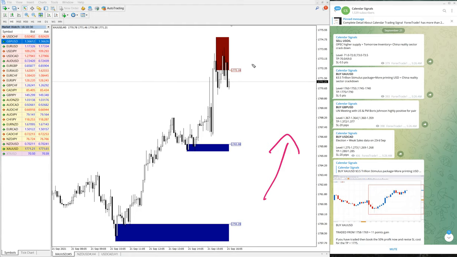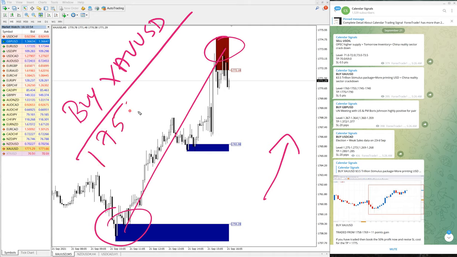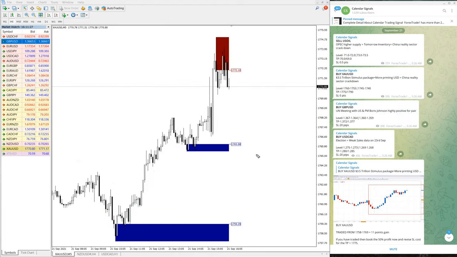And as you can see in the chart here, it is clearly evident, it is a clear uptrend. And gold moved from 1758, which is here, all the way till here. So buy XAUUSD moved from 1758 to 1775, which is 17 points gain. 17 points gain on gold, which is huge, and the first TP, 1775, reached. The first target achieved, and we have made 17 points gain on XAUUSD, and those who have followed us would have made this good profit.